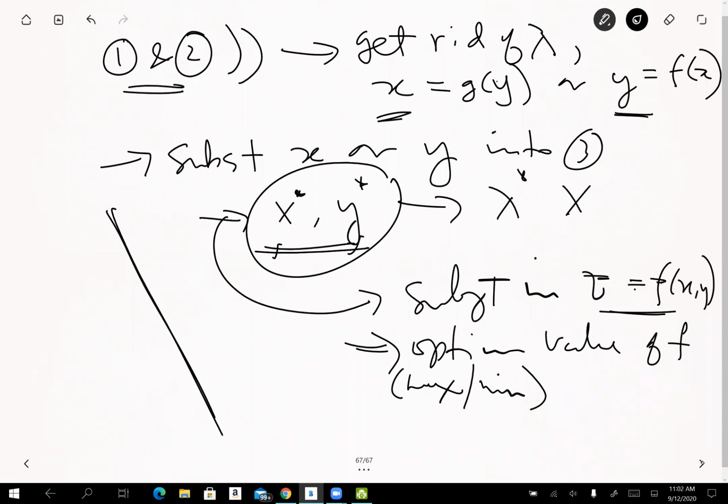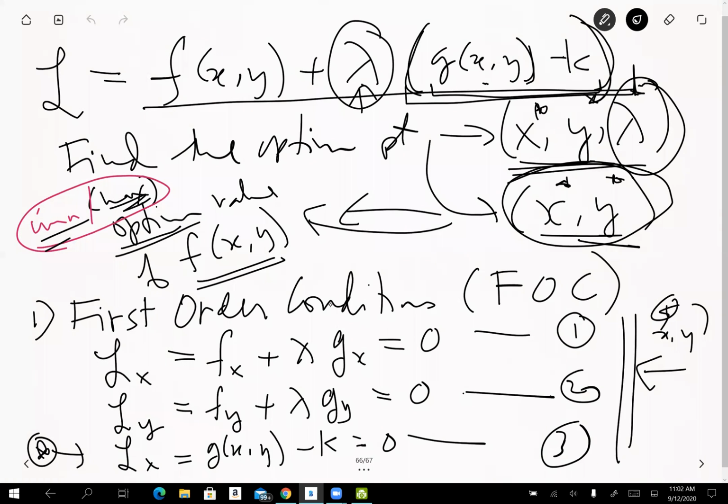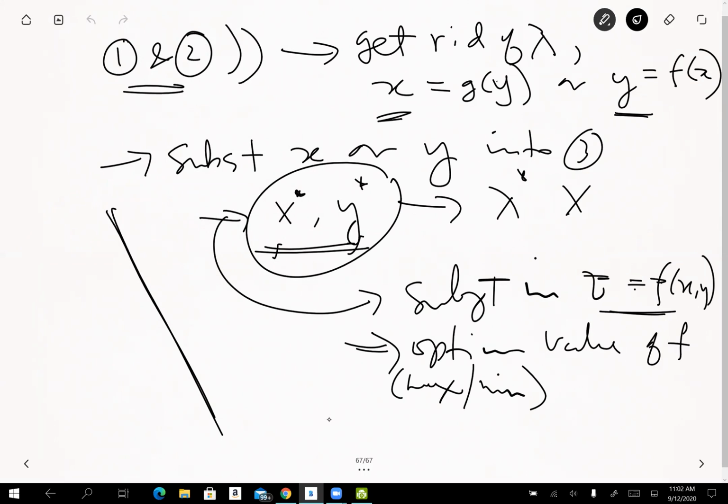Now, in order to have a better idea of this, we do it by an example. The reason why we cancel out the lambda is that lambda is appearing in 1 and 2. In 1, you got lambda. In 2, you got lambda. So when you consider 1 and 2 to solve it, the lambda will cancel out. Good. So let's consider an example. Example 1.